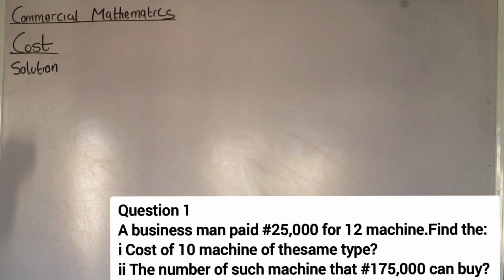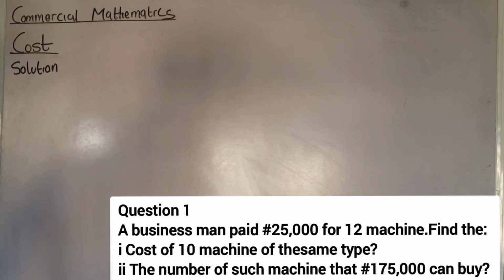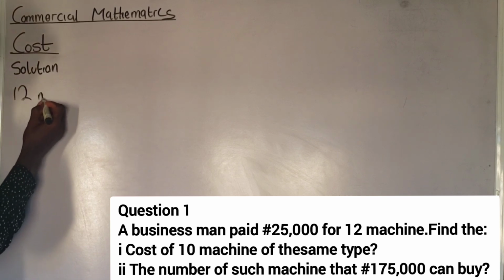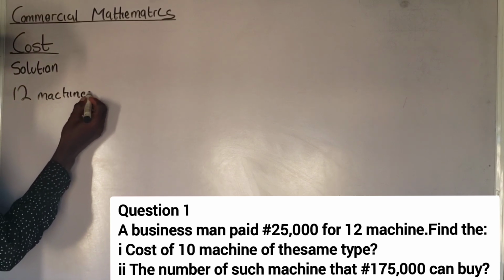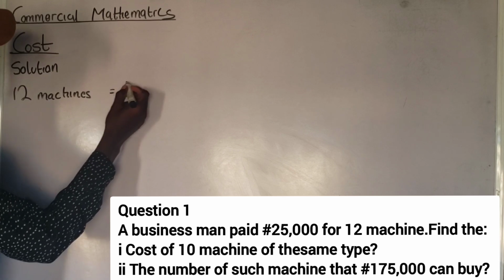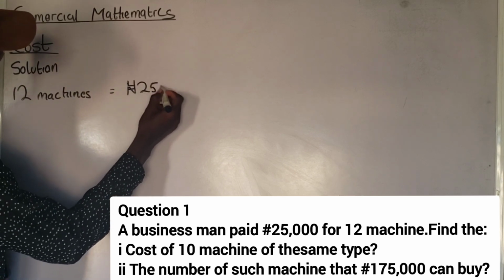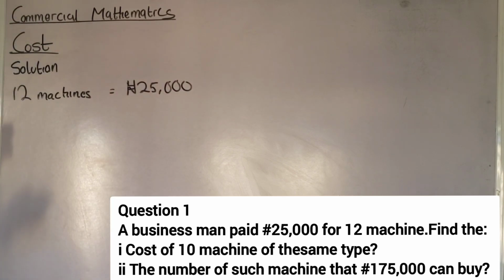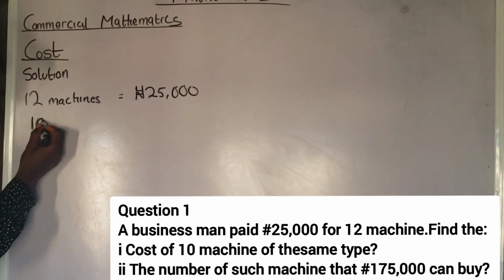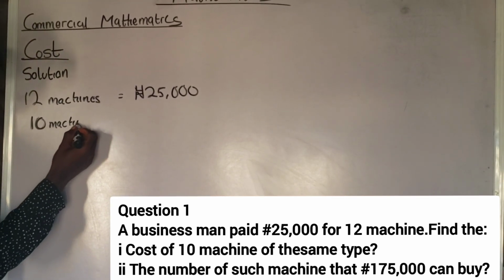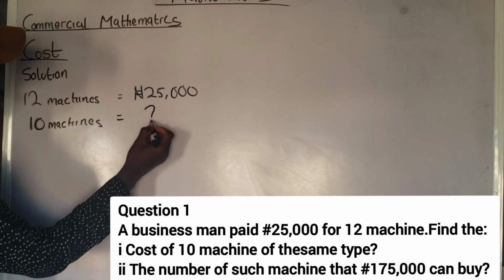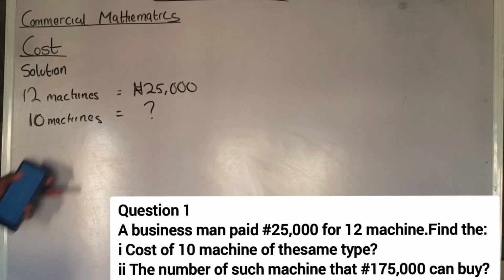The businessman paid 25,000 naira for 12 machines. So the cost of 12 machines is what? 25,000 naira. And we are asked to determine the cost of 10 machines of the same type. We don't know the cost of 10 machines. Now that's the first question. You see, this one is simple.